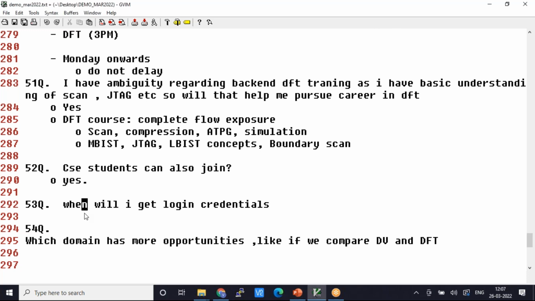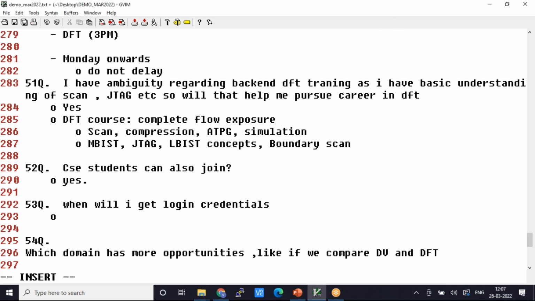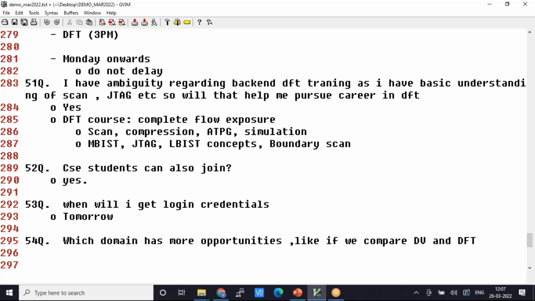When will I get the login credentials? Okay, you will get it by tomorrow. Once you enroll, you will get the login credentials. And you have already enrolled, right? So you will be getting it.